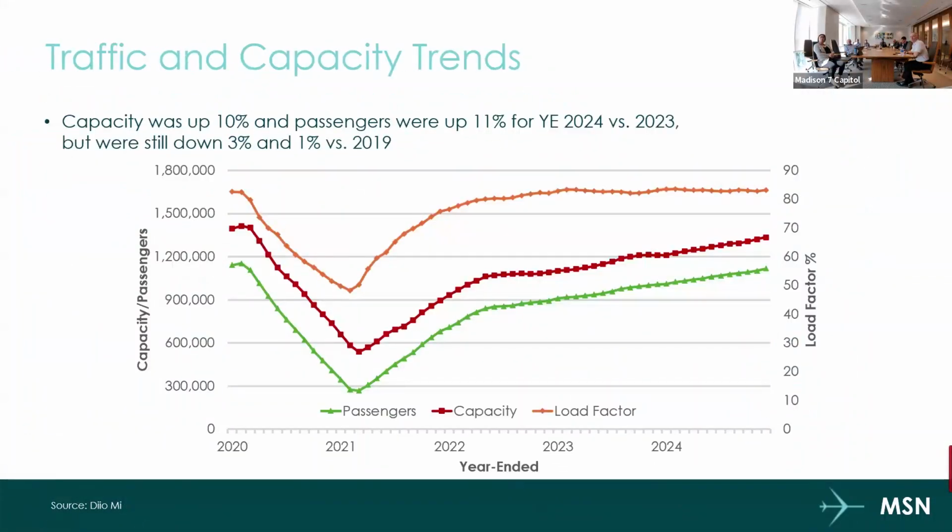Here's our traffic and capacity trends. Big dip. So this is year-end data, so it kind of lags behind, but over the past 3 years, we've been consistently over 80% load factor, closer to 85, 86%, meaning load factor is available seat miles over revenue passenger miles. So it's pretty much butts in seats, how full these aircraft are. But we've been on an upwards trend in terms of passengers as well as capacity. So it's kind of following that same line.